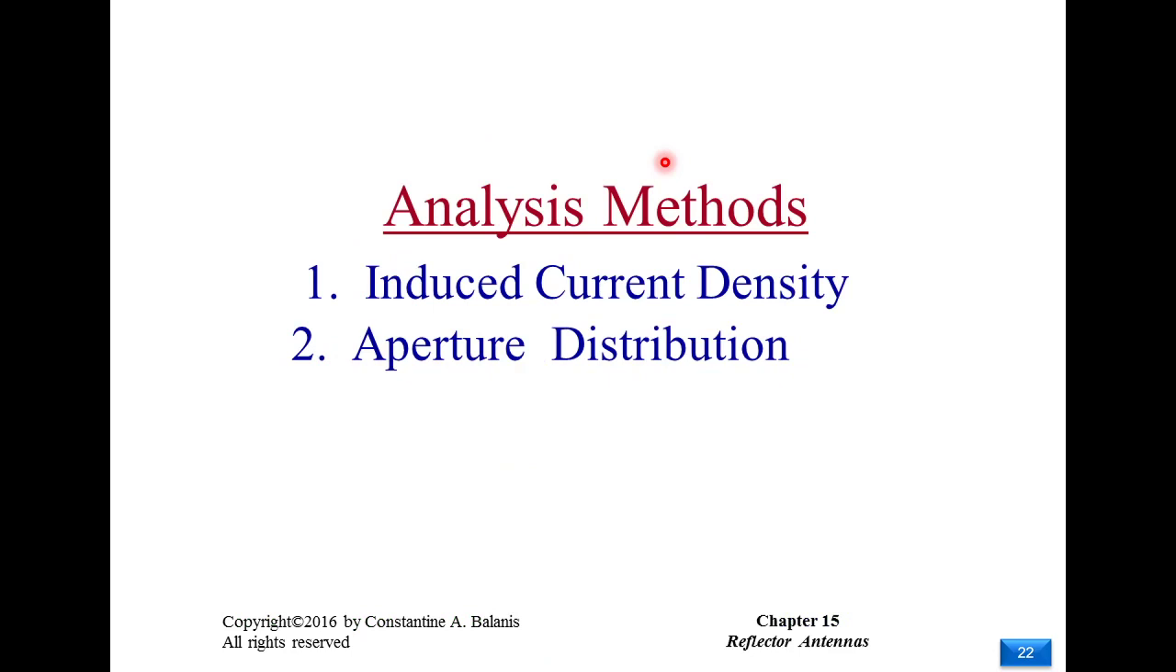So now, after understanding the geometry of the very common paraboloid reflector, what are the different ways to analyze reflector antennas of this type? We actually have two methods. Method number one is induced current density. Method number two, aperture distribution.